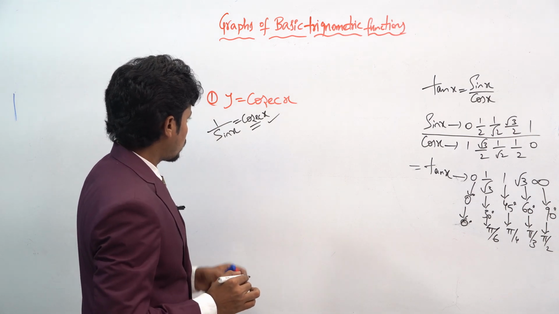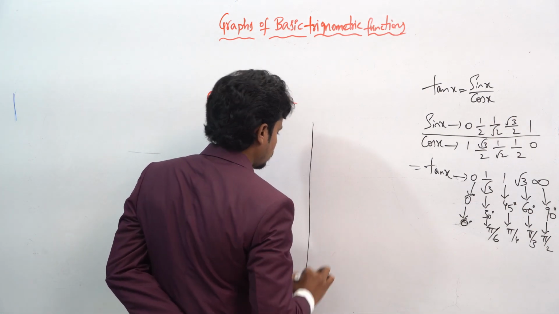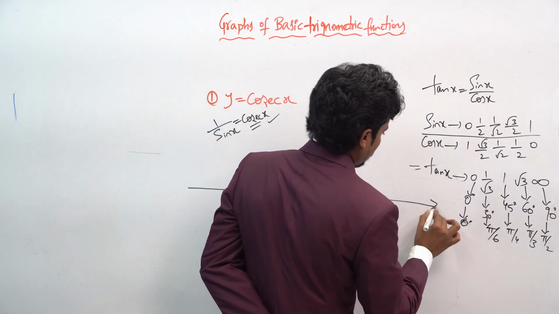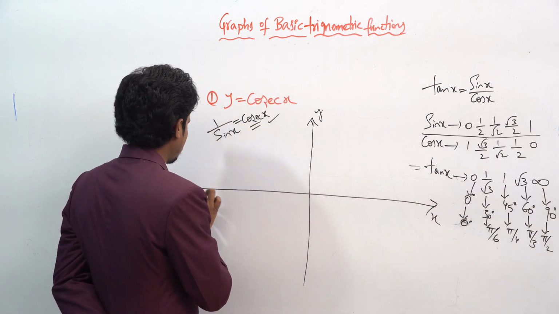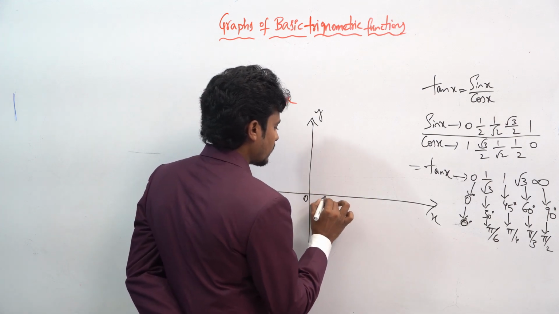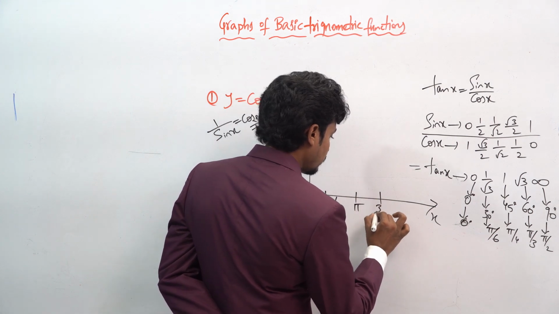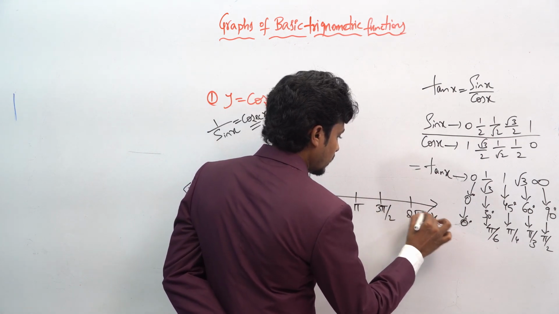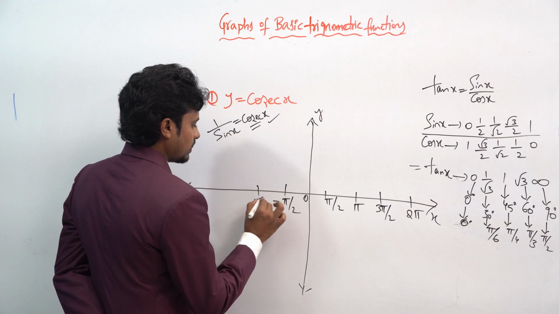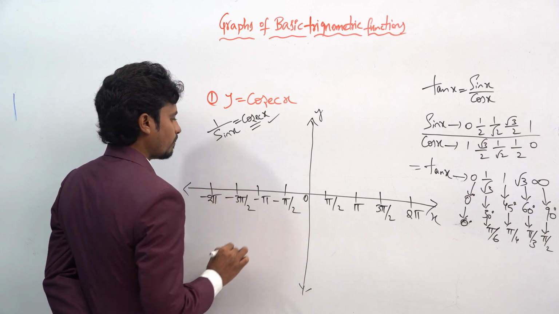So what we have to do? First we have to draw the plot for sin x. This was the y and this was the x-axis, and here this will be 0, this will be pi by 2, this will be pi, this will be 3 pi by 2, and here this will be 2 pi. And here also this will be minus pi divided by 2, this will be minus pi, this will be minus 3 pi by 2, and here this will be minus 2 pi.